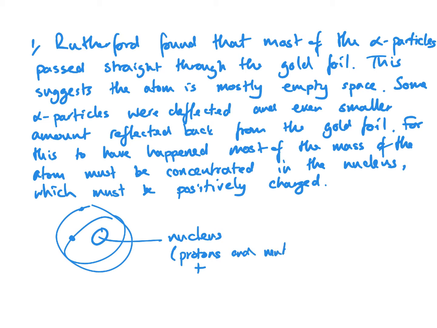And later on we're able to show that there were also neutrons in there with no charge, and these dots here represent electrons in orbit round about the nucleus with a negative charge. Okay, that's known as the Rutherford model of the atom.